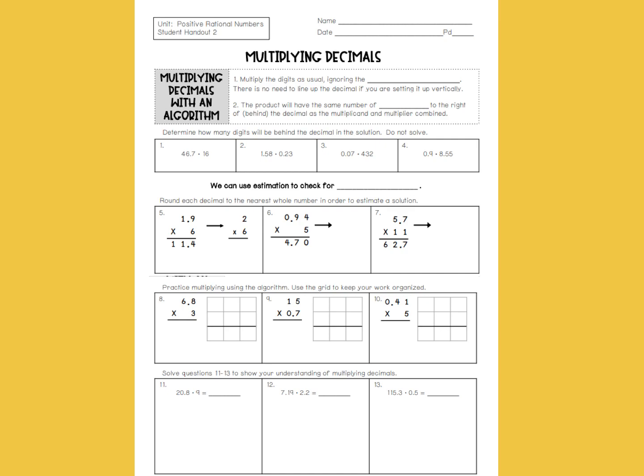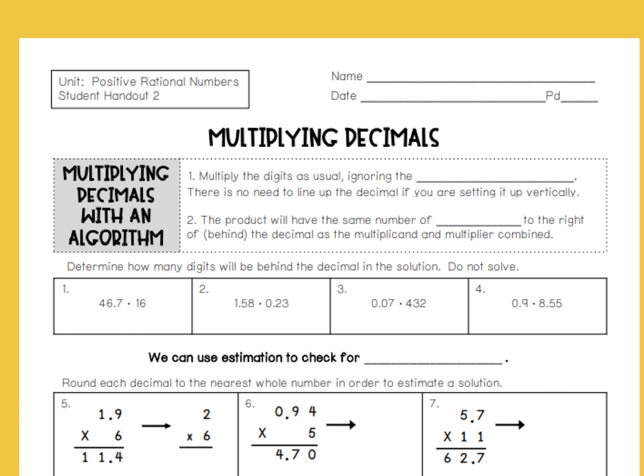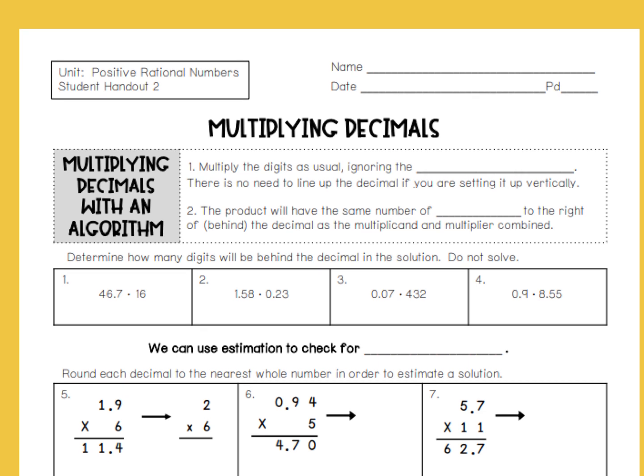Today we will be multiplying decimals with an algorithm. Multiplying the digits as usual, ignoring the decimal points. There's no need to line up the decimal if you are setting it up vertically. The product will have the same number of digits to the right of the decimal as the multiplicand and multiplier combined.